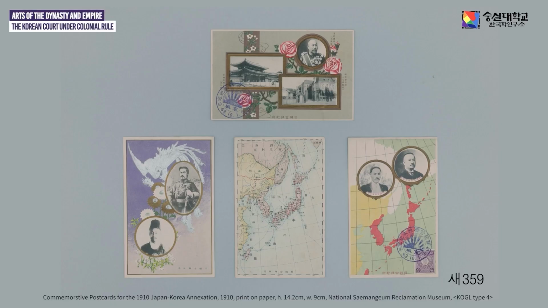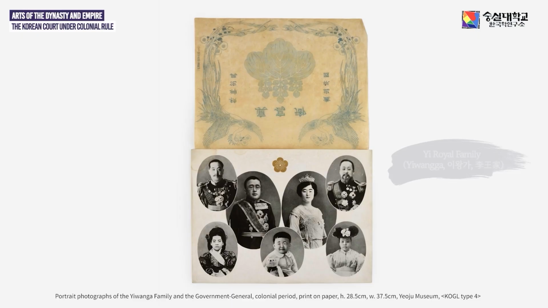Sunjong and Gojong's portraits were often used in commemorative postcards that celebrated the abdication and annexation as peaceful and mutually beneficial events. In particular, Sunjong's image was controlled by the colonial government, and he was often depicted as a weak and inferior leader. The portrait images of the Yi royal family were also produced in the form of family portraits.